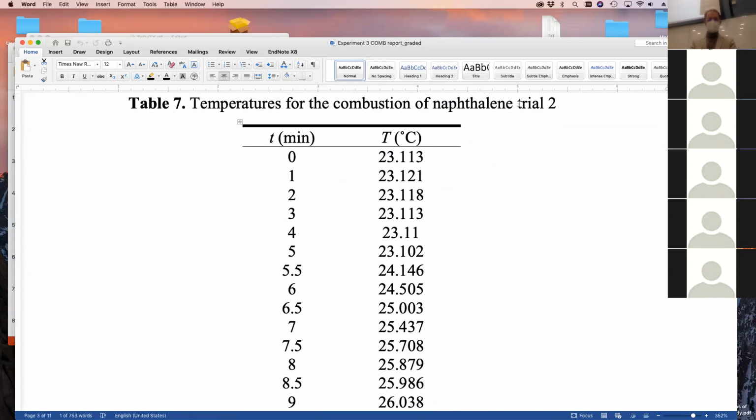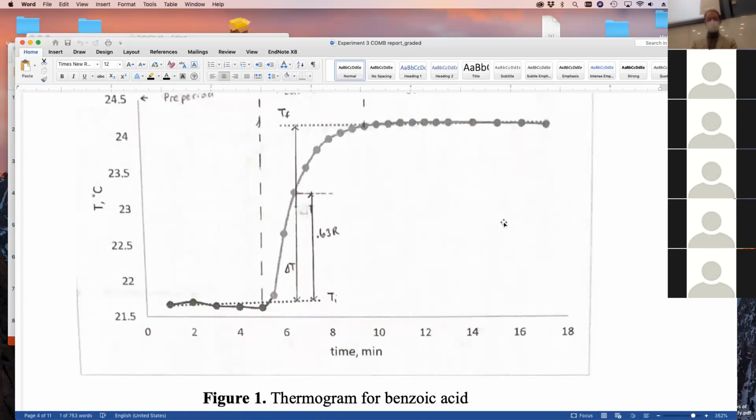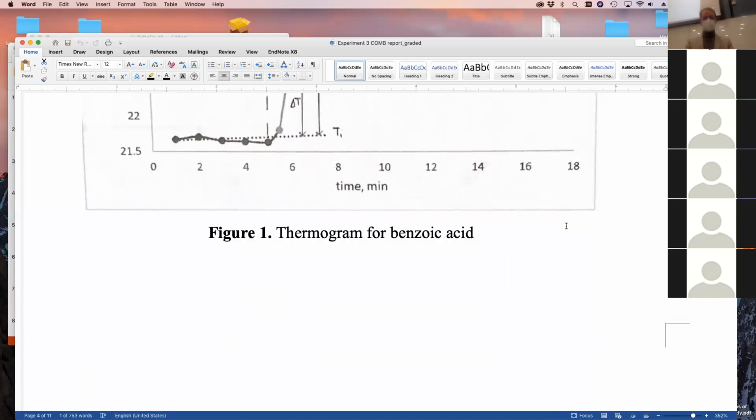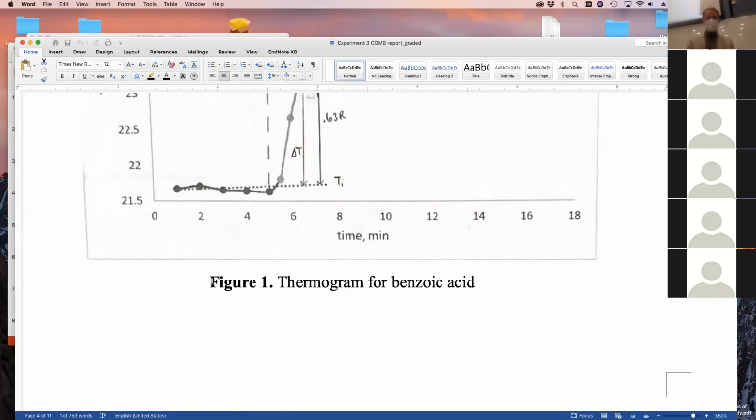Okay, and then trial 2. So the student repeated the experiment, and then the data is shown again in graphical format, because this is the format that was used in order to determine graphically the temperature rise, which was used to determine the heat of combustion. Okay, so the figure has a title, it's figure 1, and it's the thermogram for benzoic acid.